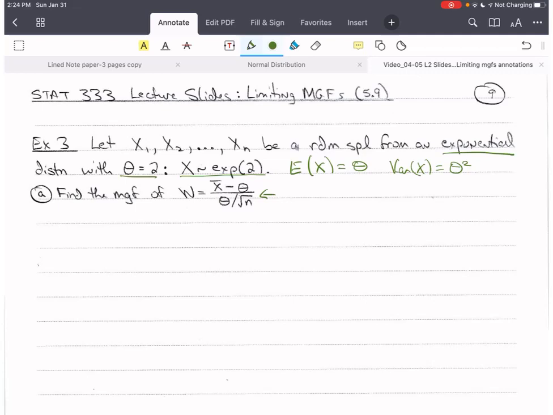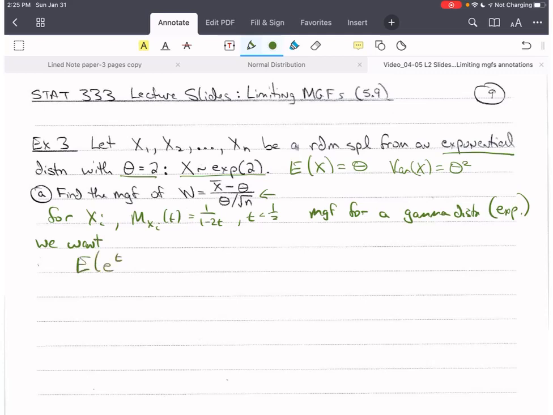Now, notice that this is an exponential, so for Xi, this is X bar. The mgf of Xi is going to be equal to 1 over 1 minus 2t, and t has to be less than a half. This is the mgf for a gamma distribution, specifically the exponential. Here you have to know your mgfs, or this is going to be a long and difficult problem.